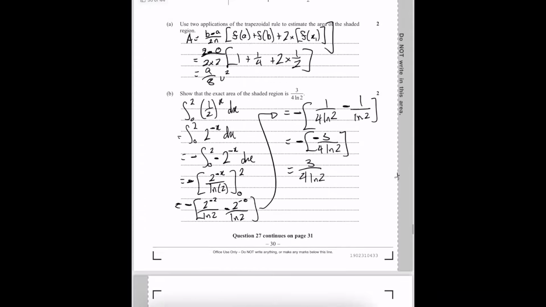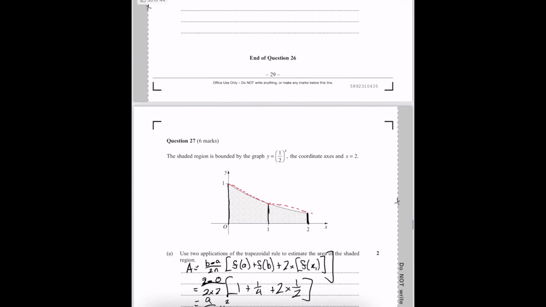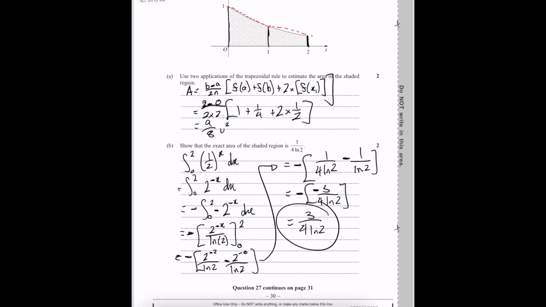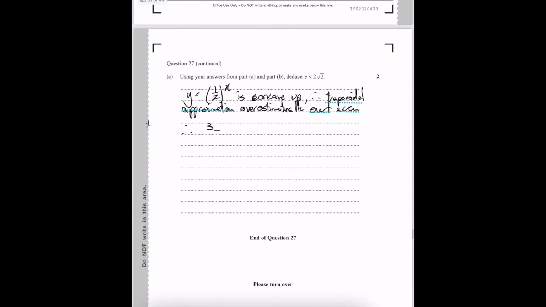what we can say is, well, this area, which is the exact area, is going to be, what is it going to be? It's going to be less than 9 over 8. So we can say 3 on 4 ln 2 is less than 9 over 8. I can say 1 over ln 2 is going to be less than, what is that? 3 on 2. I can say 2 on 3 is going to be less than ln 2.